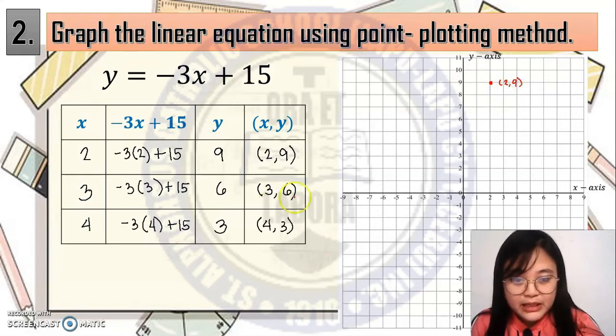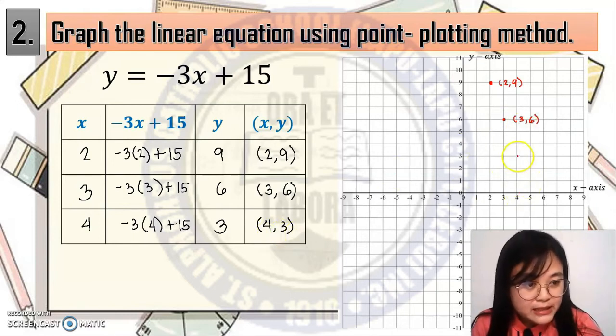Next is (3, 6). (3, 6) is in this place, then label (3, 6). Next, (4, 3). (4, 3) is in this part, and label (4, 3).